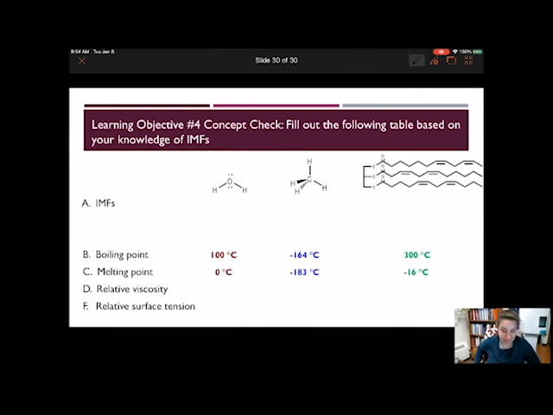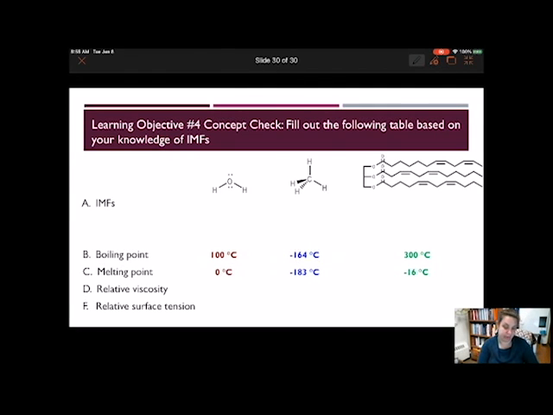Okay, let's see how you guys are understanding our intermolecular forces. I've got three substances: water, methane, and vegetable oil. We're going to look at our relative viscosity and relative surface tension, and we're going to be doing that by looking at our intermolecular forces. And I've got some boiling points and melting points as kind of reference.